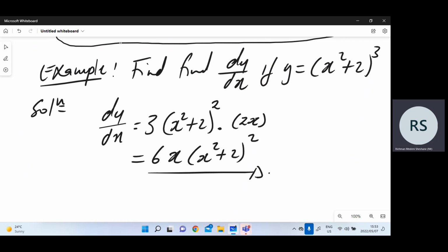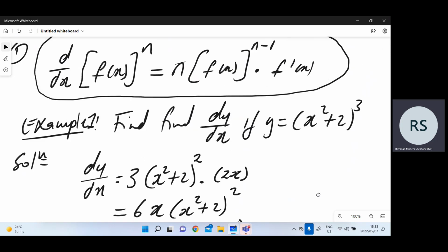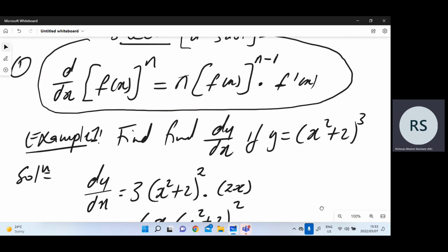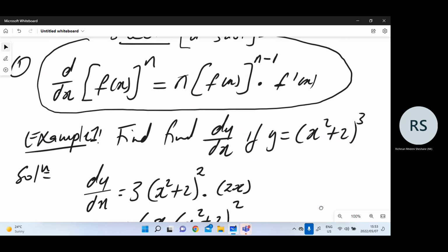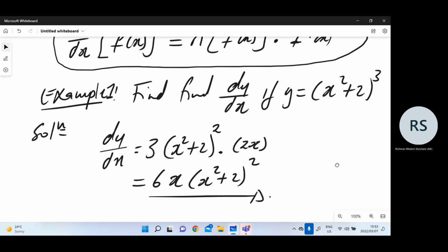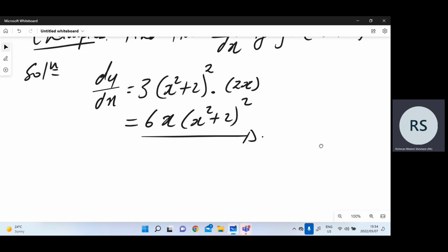That was example 1, using the standard formula. And I will be only focused on this formula. This is the first formula on your formula sheet. It's also called the power rule. Why?